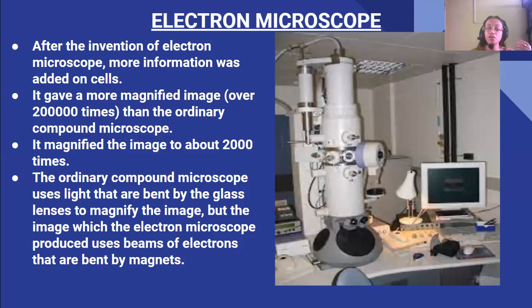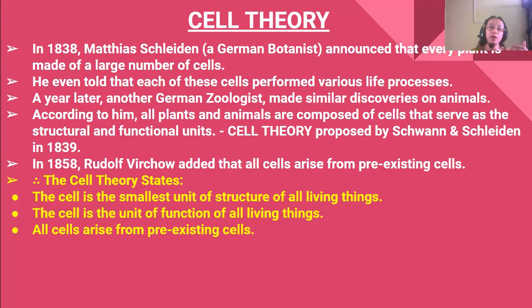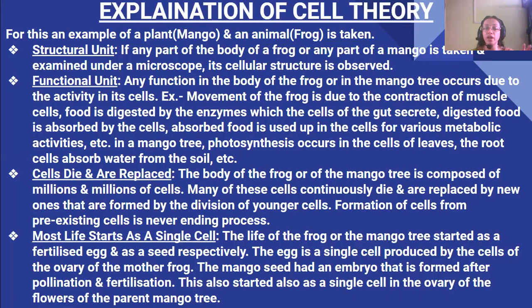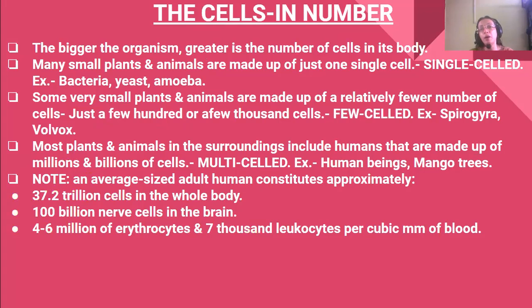Next we came to cell theory, where there were 3 points. The cell is the smallest unit of structure of all living things. It is also the unit of function of all living things, and all cells arise from pre-existing cells. Then I discussed the explanation of the cell theory, and now I'm coming to the cells in number.